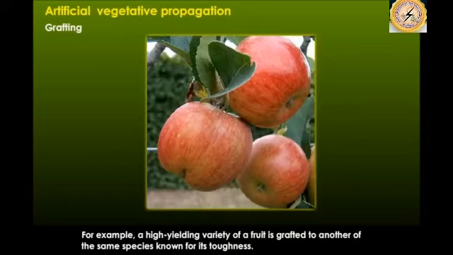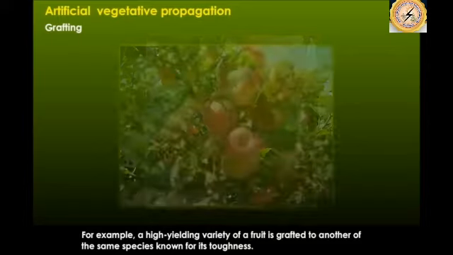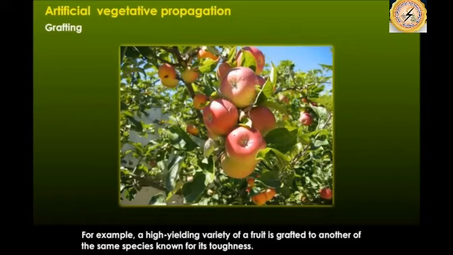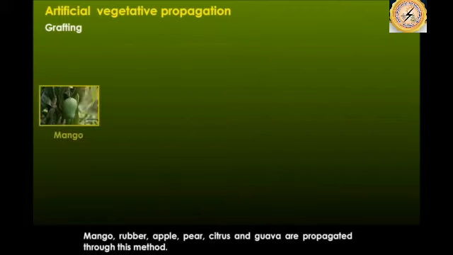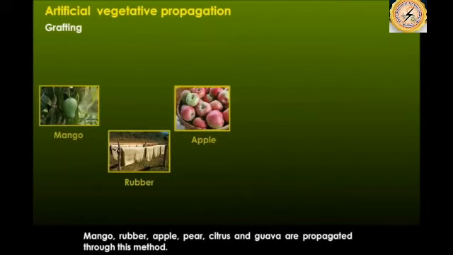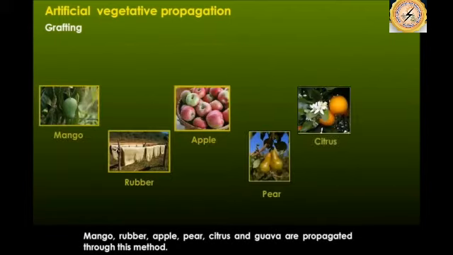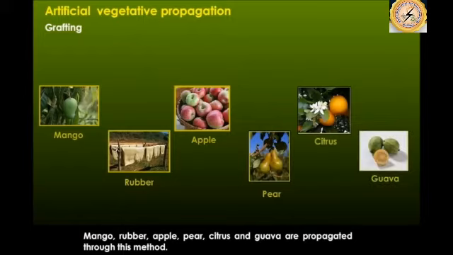For example, a high yield variety of a fruit is grafted to another of the same, known for its toughness. And then we get a tough, high yielding variety. So new varieties are being produced. Mango, rubber, apple, pear, citrus and guava are basically propagated through this method. They are generated by this method.